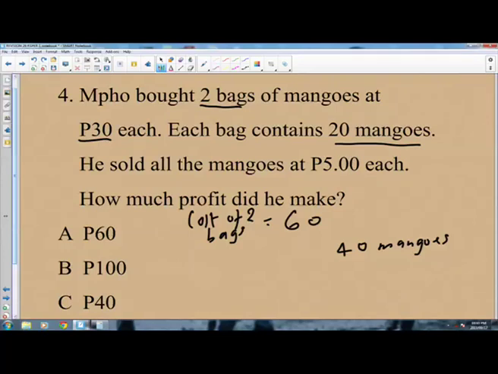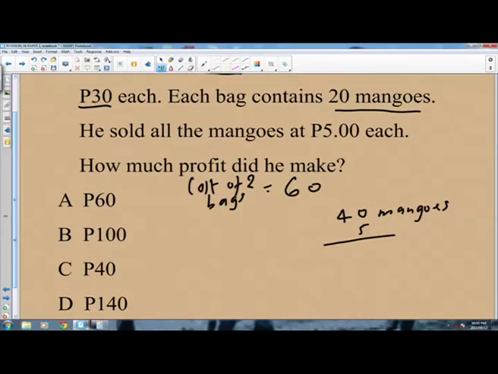And then it says he sold all the mangoes at 5 pula. So this simply means it's 40 times 5. And then what is 40 times 5? To find out how much he'll get out of the 40 mangoes, 5 times 0 is 0. 5 times 4 is 20, meaning this is 200 pula.